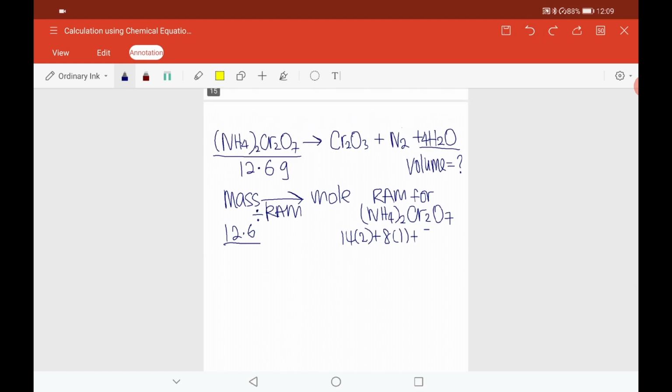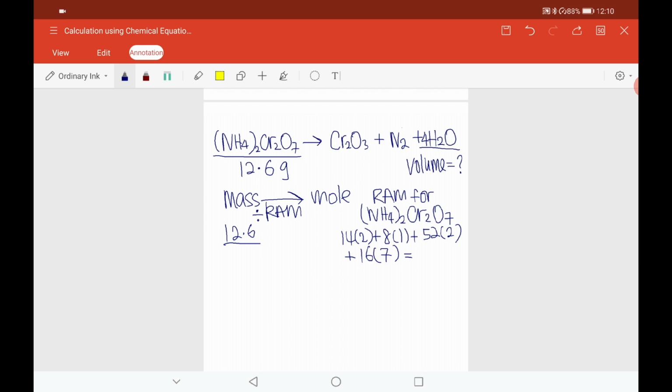So, and we have 2 chromium here, so multiplied by 2. And we add with oxygen. Oxygen, the RAM is 16, and we have 7 oxygen. Okay, so this is everything we have.